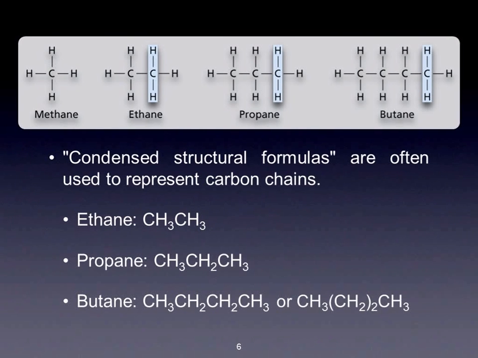Condensed structural formulas can be used to show organic compound structures by condensing the carbon-hydrogen bonds into CH3 or CH2 units, as shown here. See, ethane becomes CH3CH3, propane becomes CH3CH2CH3, butane becomes CH3CH2CH2CH3, where each CH unit is a carbon atom with that number of hydrogens bonded to it.